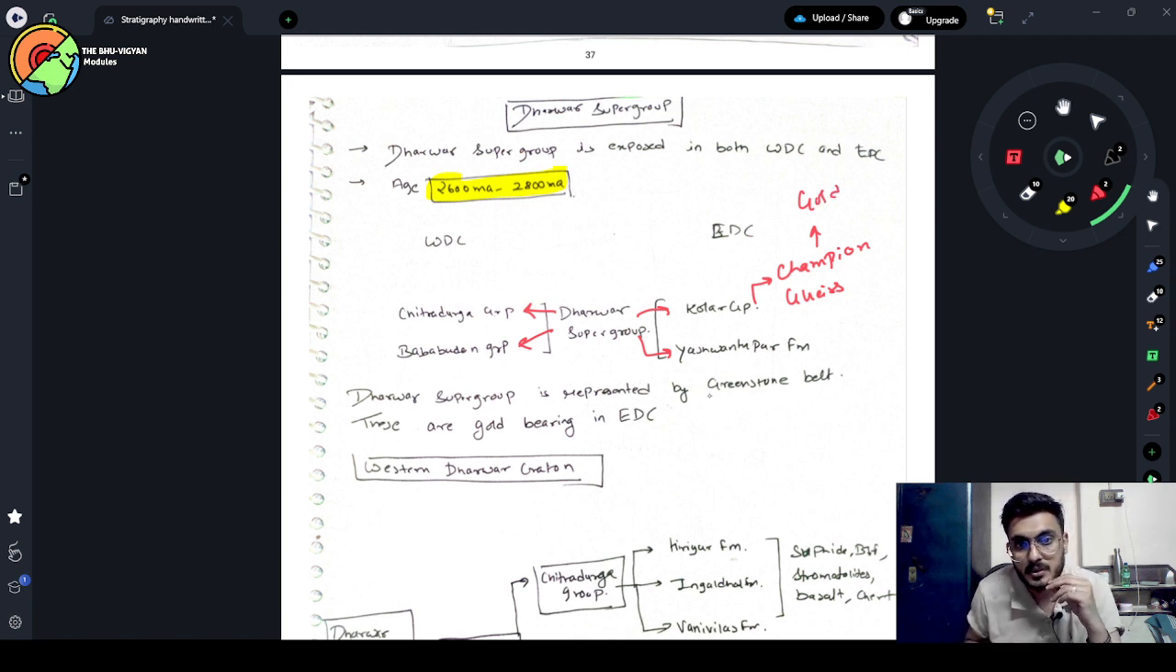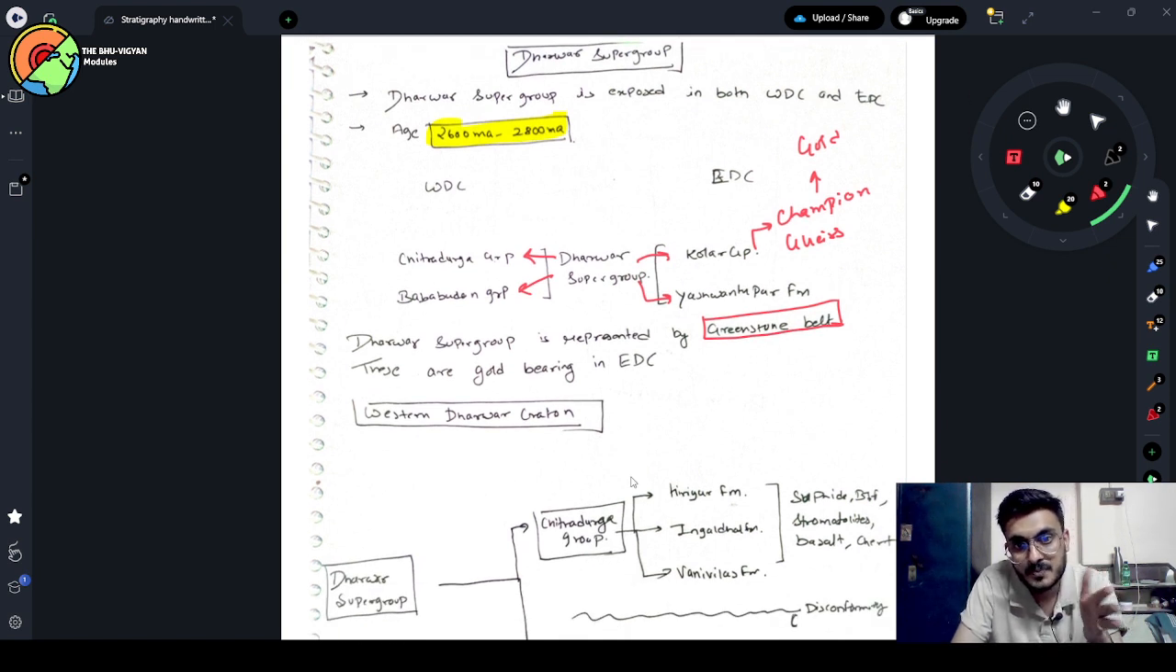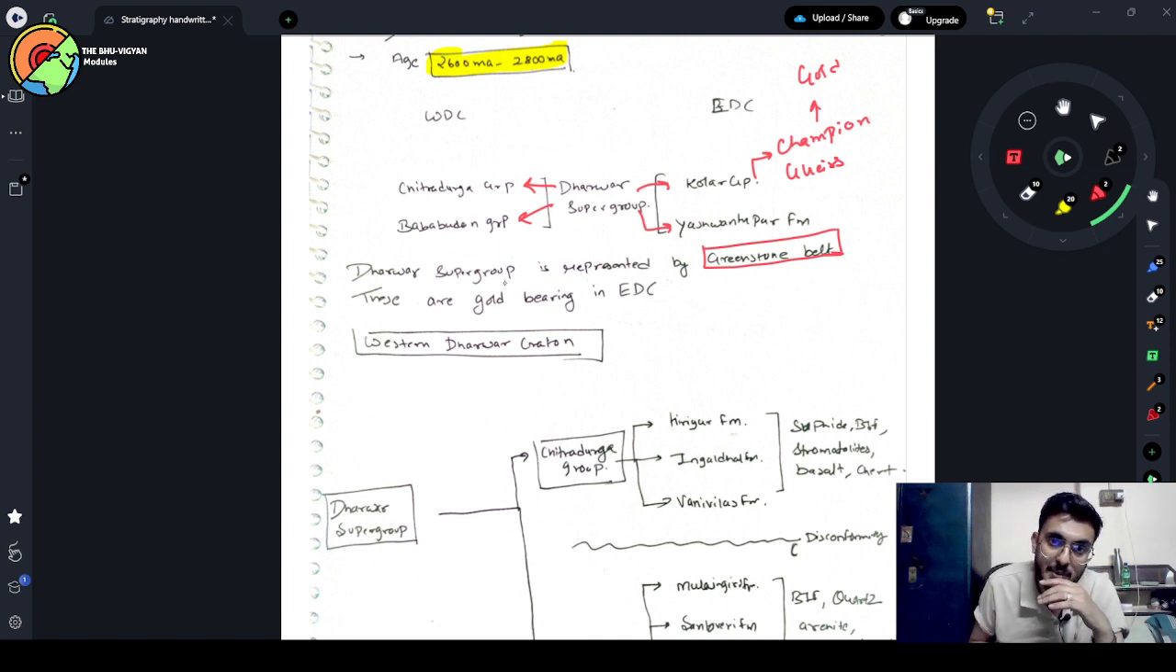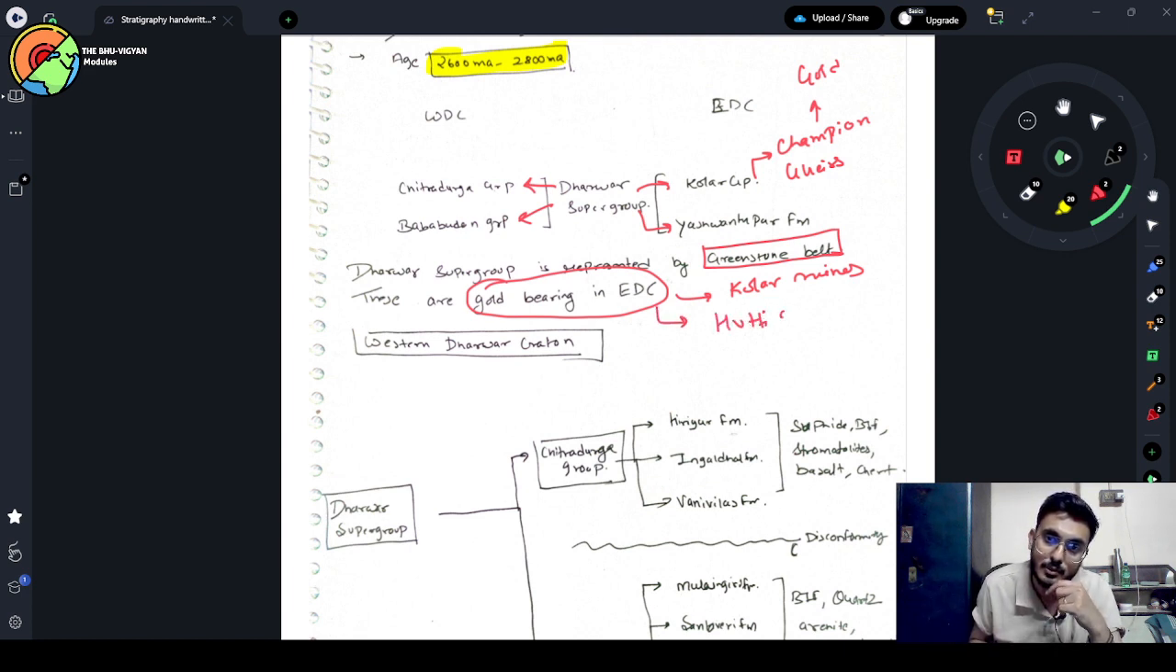Now Dharwar supergroup is represented by greenstone belt. We have seen the greenstone belt, how it was there, and this greenstone belt basically contains gold bearing in EDC. Important mines here are Kolar mines, which is now shut down. The exploration of the gold took place in Kolar before the independence of India till 1985 or 86. Around 100 years the gold has been excavated from the Kolar mines, and Hutti mines is also present here. Hutti gold mine.